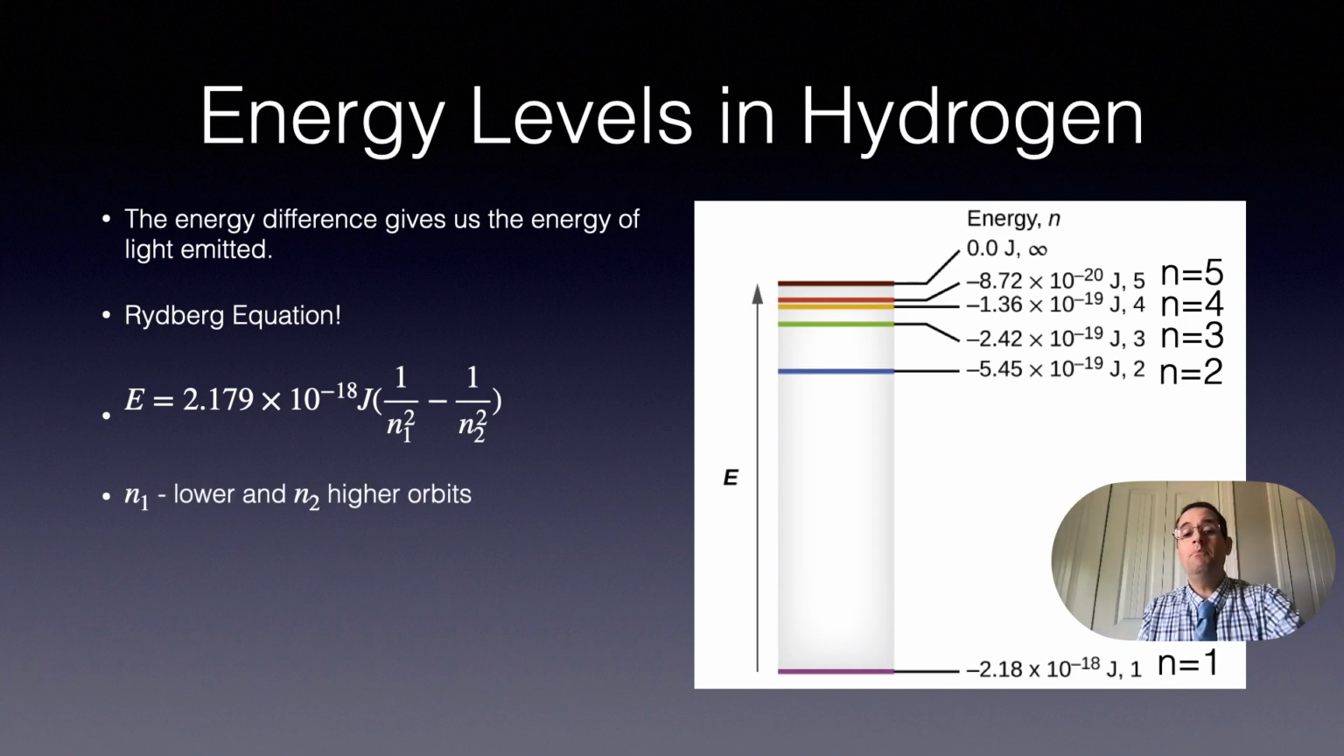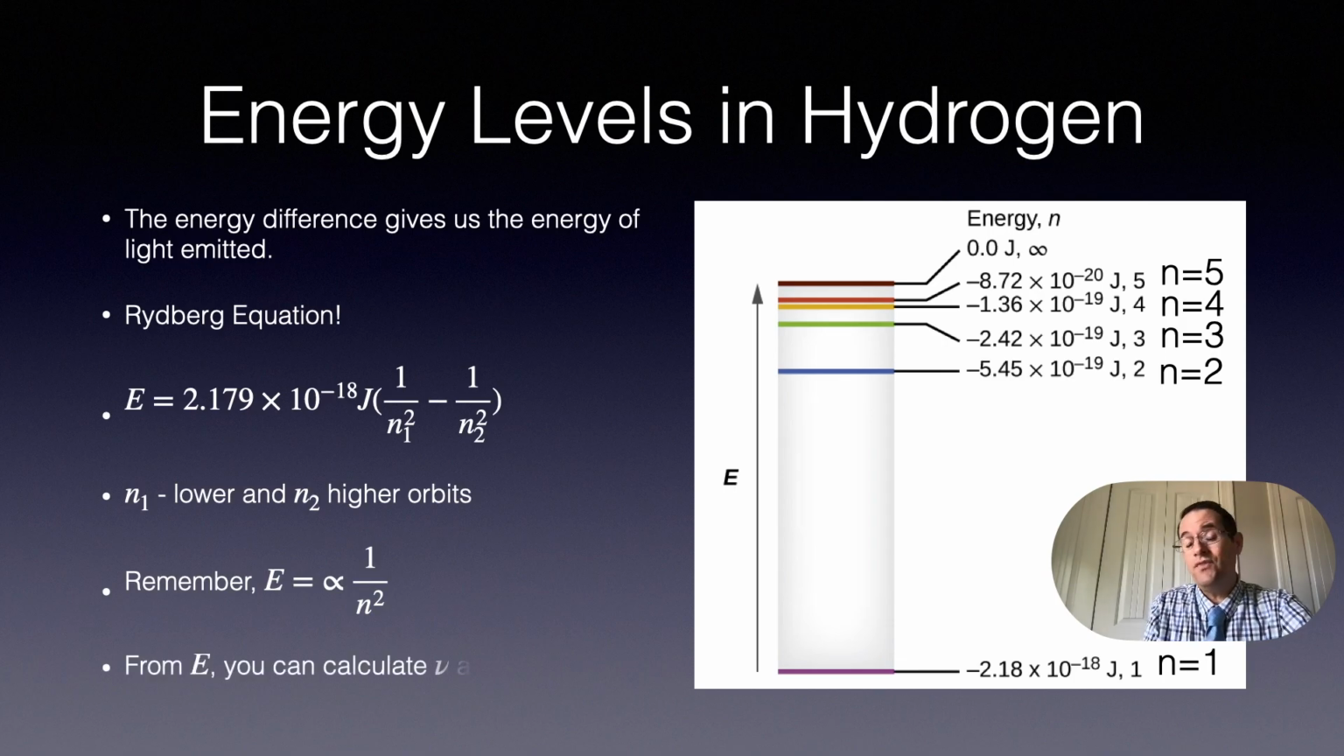Now keep in mind N1 is always going to be the lower number and N2 is always going to be the higher numbered orbit. So if I'm going from 4 to 2, N1 is 2, N2 is 4, because I'm going from 4 to 2, and you want to plug in the lower number into the N1. Now remember that the energy is proportional to 1 over N squared, and once you find the energy, you can go ahead and use those other formulas I've already talked about to calculate the wavelength or frequency.